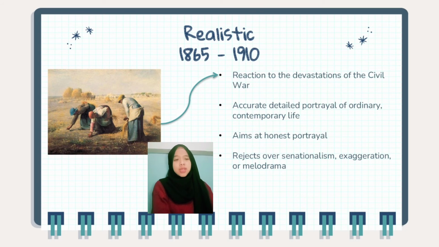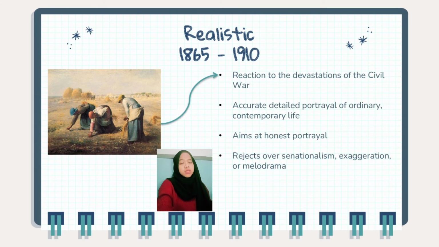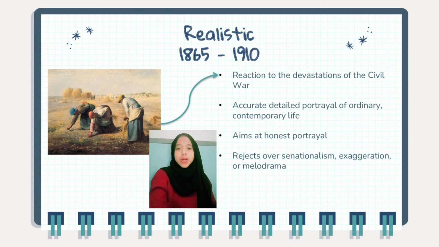It was a reaction to the devastation of the Civil War. The Civil War was fought on U.S. soil. It's called the War Between Brothers, and it resulted in a large death toll that tore apart families and tore apart a country, and because of this, writing turned to much darker and more realistic themes.